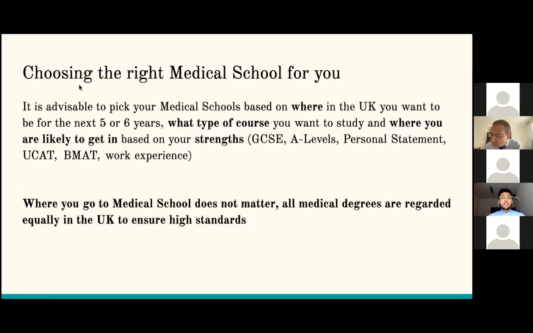Okay, so choosing the right medical school for you. What I got told, and it was great advice, was to pick your medical schools based on where in the UK you want to be for the next 5 or 6 years. That is a long time. It needs to be in a place that you would enjoy living. Consider what type of course, whether you want to study a traditional and integrated or a problem-based learning course, and also where you're likely to get in based on your strengths.